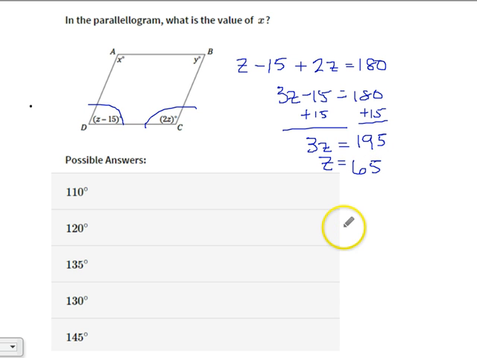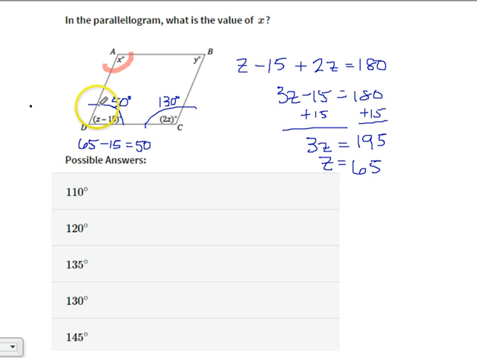So remember, that's the value of z. So we got to plug that in now to find our angle measurement. So 65 minus 15 is 50. So this angle measurement right here is 50 degrees. We know 2 times 65 is 130 degrees. And we also know that because we knew something plus 50 had to add up to 180. So now, can you figure out what the measurement of x is going to be, that angle measurement?